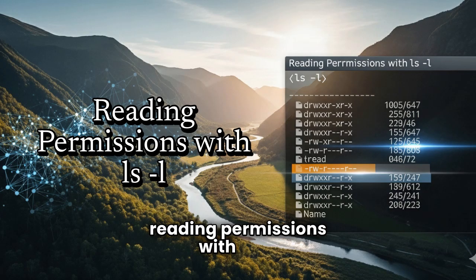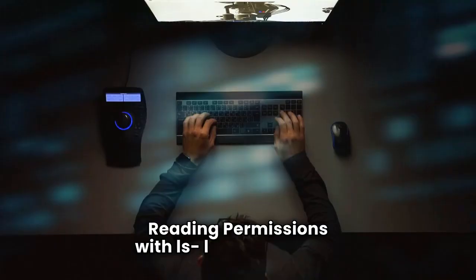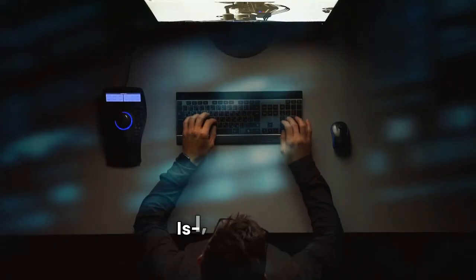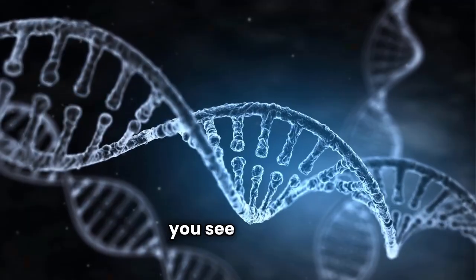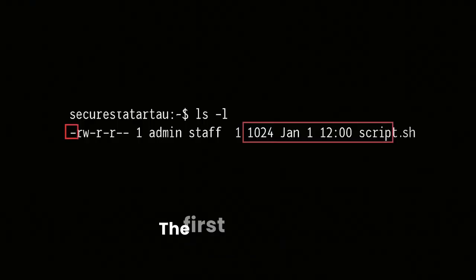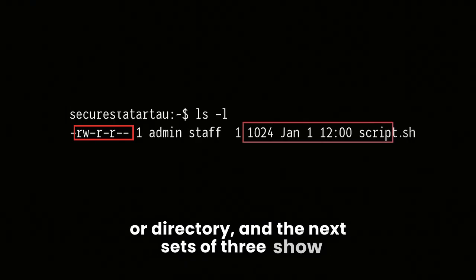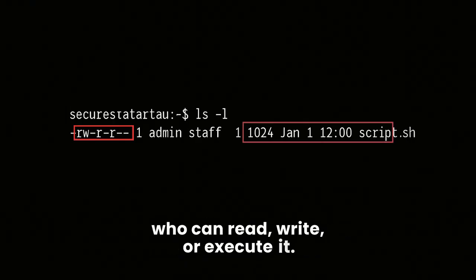Reading permissions with ls -l. When you type ls -l, you don't just see file names, you see the DNA of the file. The first character tells you if it's a file or directory, and the next sets of 3 show who can read, write, or execute it.